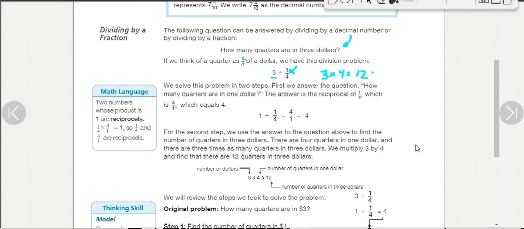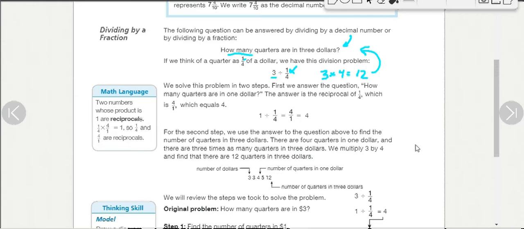Is that a reasonable answer? How many quarters are in $3? There should be a lot more than 3, because we know they're less. There's going to be a handful of quarters that go into 3, so 12 sounds fairly reasonable. You could grab some quarters and add them up to find that.